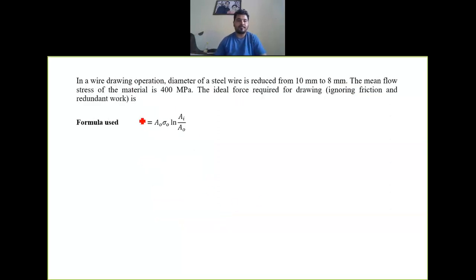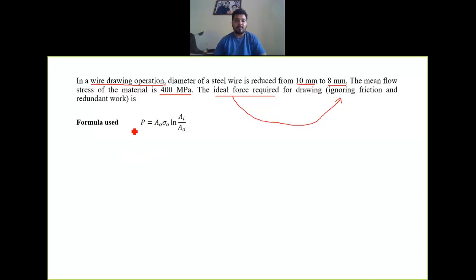Next numerical, a wire drawing operation. Now we discuss the numerical on the wire drawing operation. The diameter of a steel wire is reduced from 10 mm to 8 mm. So the initial diameter is 10 mm and the final diameter is 8 mm. The mean flow stress of the material is 400 megapascal. Then calculate the ideal force required. Here the word ideal means ignoring the friction.